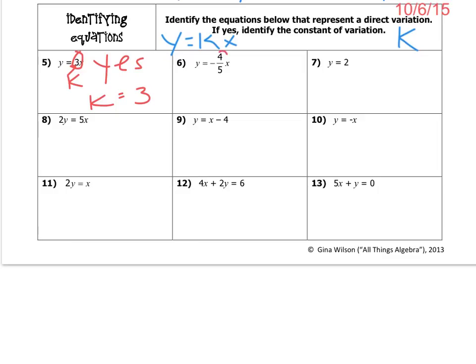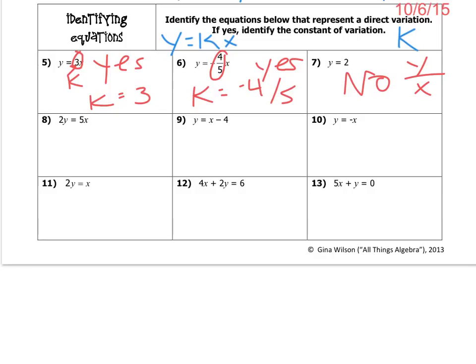Over here, this is another yes, okay, because every time x is being multiplied by -4/5. Okay, this one is a no. There's not even an x in it. So we couldn't even do the ratio of y over x because there is no x. Okay, let's look at number 8.